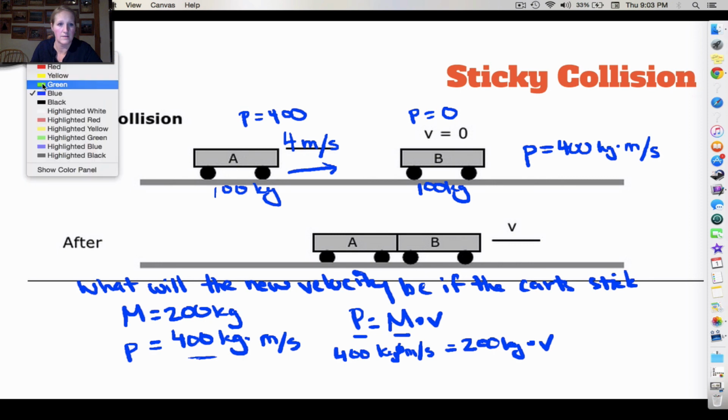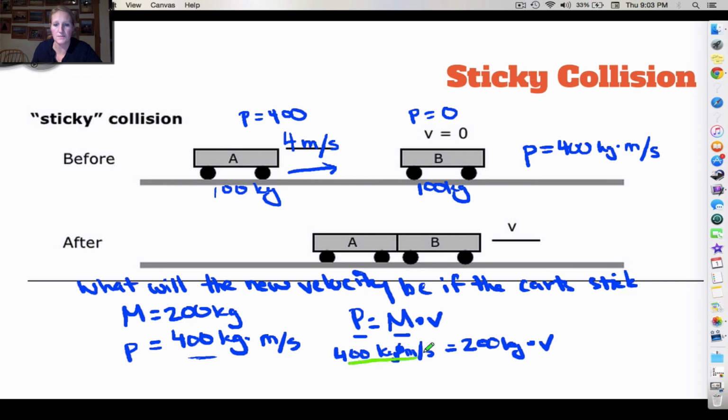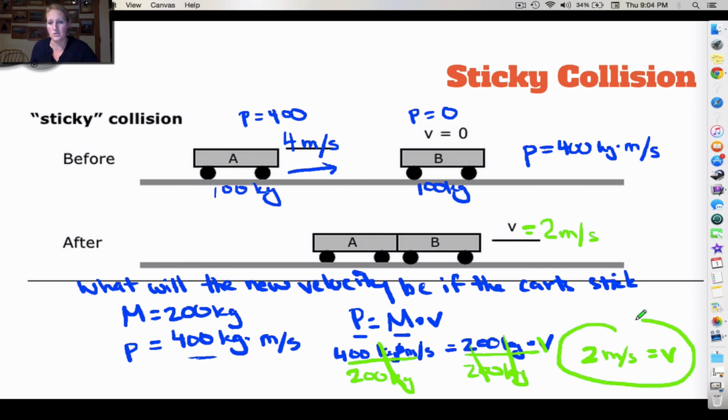Oops, sorry. Okay, if I divide both sides by 200 kilograms, I'll totally cancel out the 200 and the 200, and I'll be left with a V. And then I'll cancel out the kilogram unit. This will be 2,400 divided by that. So the answer will be 2 meters per second will be equal to the velocity. So that means that our new velocity is 2 meters per second. So it slowed down because the mass increased. So that's a sticky collision number 1.